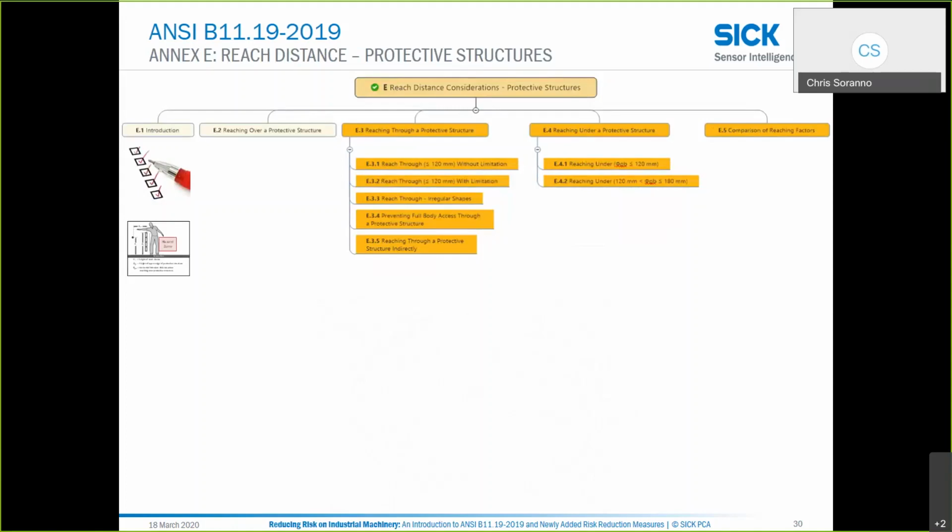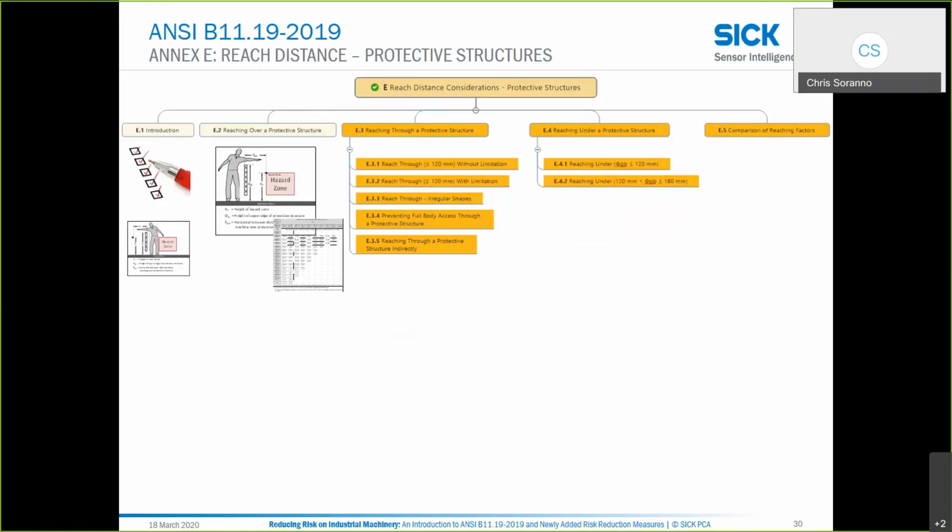We've always applied it towards reaching towards the hazard, but the same information can be applied to make sure that we can't reach other things that could result in a hazard, like a reset device or a jog button. And so, an introduction really of how to apply these measurements to any application to reduce risk.